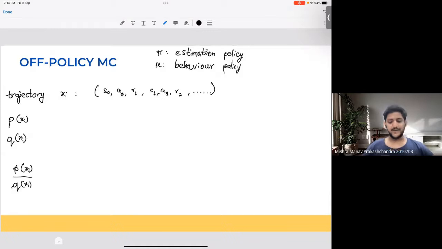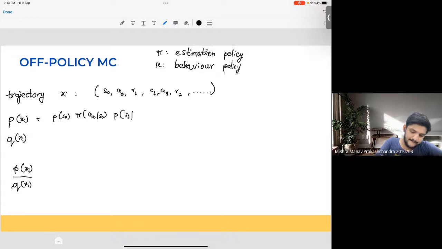So if you do that, and go back to the previous equation, my p of x would look like the probability of being in state S0, then the probability of taking action A0 given state S0, then moving to state S1 given S0 and A0, then I have pi of A1 given S1, and so on. So this is my p of xi.